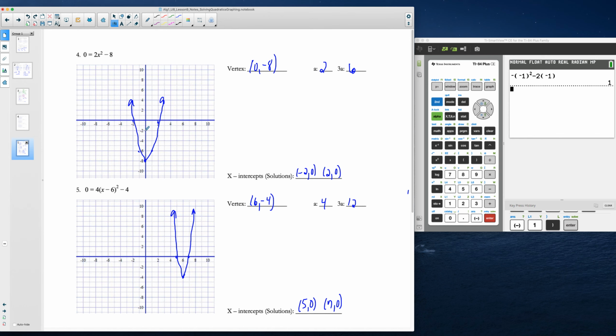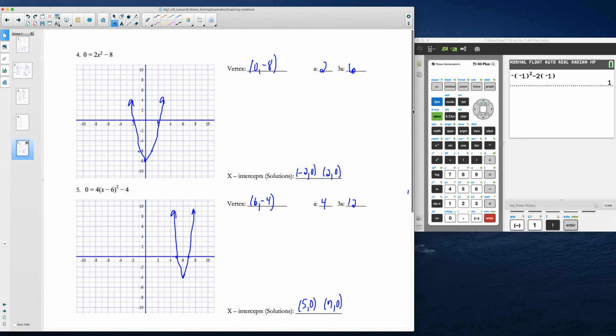My a value is 2, so I'm going to go up 2 to the right one, up 2 to the left one, and then 3a would be 6. So I'm going to go up 6 to the right one, up 6 to the left one. And you can see, all right, that we get 2 solutions this time. So we get negative 2, 0, and we get 2, 0.